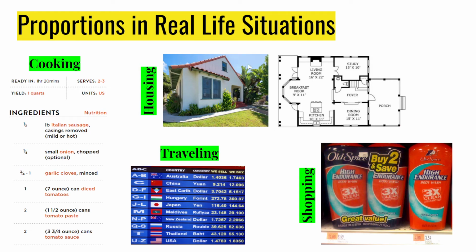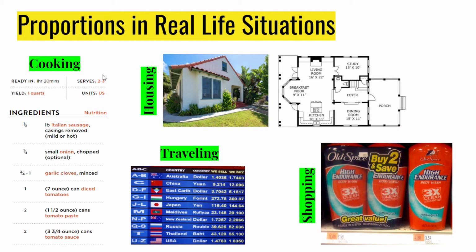So all the things that we've done with proportions so far have dealt with tables, graphs, and equations. But we're going to be talking today about real life situations because proportions is something that you use in real life every day, in fact. Some of the places that you see proportions include cooking. So this is a recipe of spaghetti. And depending on the amount of people that you're trying to serve, in this case, this recipe is serving 2 to 3 people, you will have to change the ingredients proportionally for the amount of servings. So if you're trying to serve 2 to 3 people, you need half a pound of Italian sausage, a quarter of a small onion, about 1 garlic clove, and so forth.